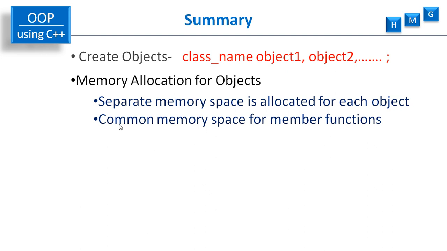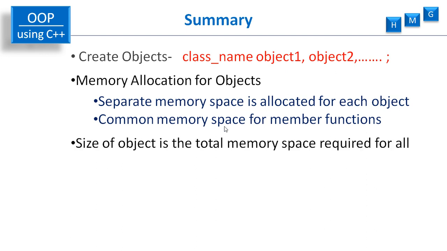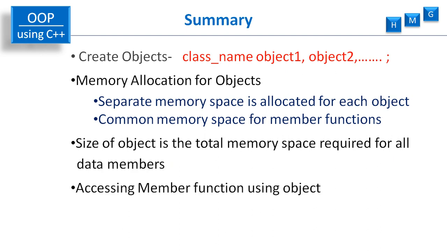Then we learn how to find the size of an object. The size of an object is nothing but the total memory space required for all data members of that object. Then we learn how to access a member function using an object, or how to call a member function using an object. This is the general form: object dot member function and, in parentheses, arguments. So these are the points which we learn in this video, how to create and use an object in a C++ program.